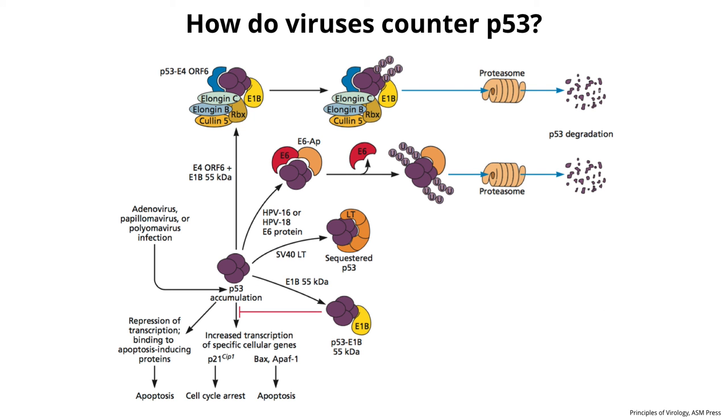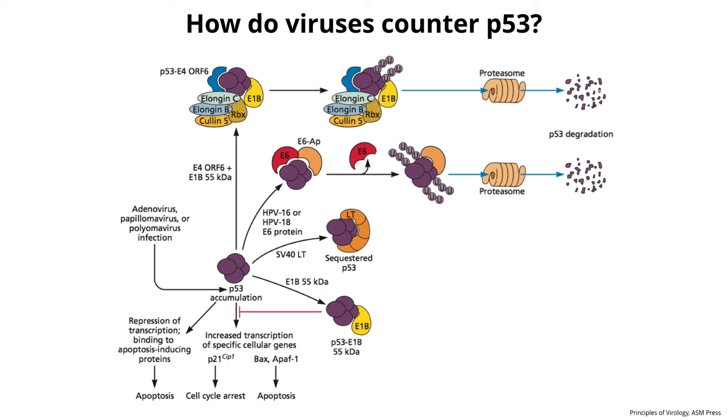All right, so how do viruses counter that? Here is P53 in purple. Again, these viruses will cause activation of P53 because they're causing unscheduled DNA synthesis. And this P53 is bound by all of these T antigens. Here is E1B binding P53, and all you have to know is that it targets it to the proteasome. E1B causes ubiquitination of P53, and P53 goes in the proteasome. It's degraded. Same thing for E6 of papillomaviruses. They bind P53 and cause its degradation.